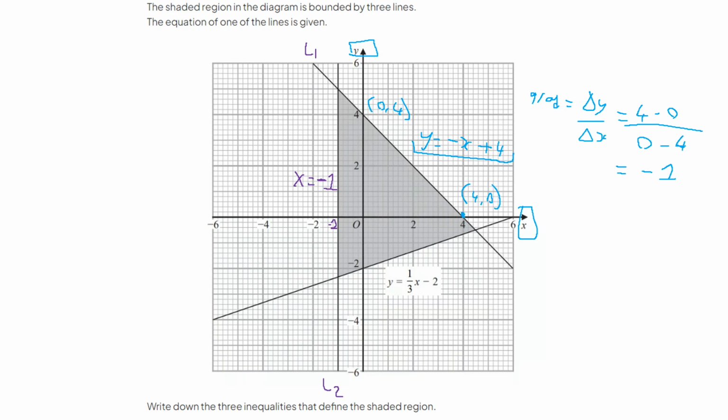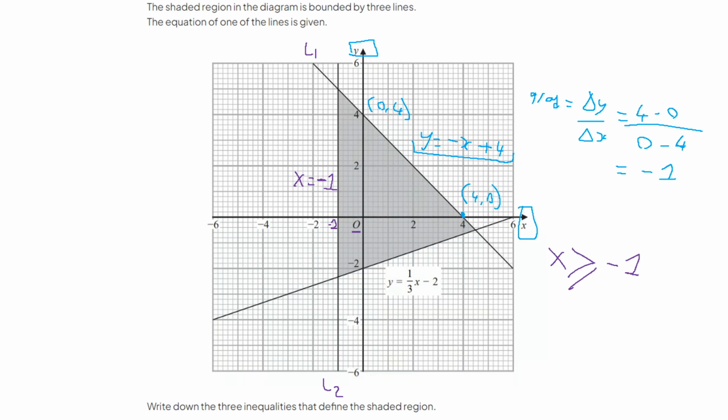So, okay, is 0, or specifically x being equal to 0, greater than or less than minus 1? It's obviously going to be greater than. But also, notice the line. The line is solid. So our first inequality is x is greater than or equal to minus 1. That's our first one.